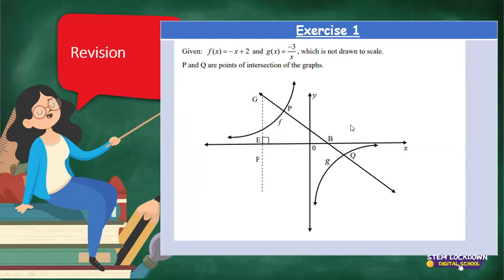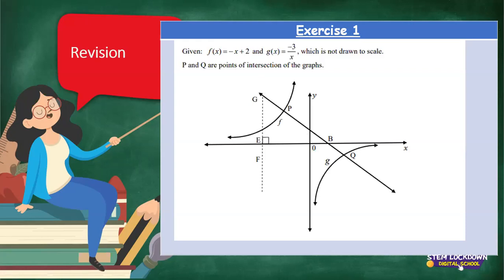Remember, at the x-intercept, you put y at 0. So you now put y at 0 here. This is the equation for the linear graph. You put y at 0 and find your x-intercept. So you put 0 here, and then move the negative x to the other side, it becomes positive x. So positive x equals 2. That means our b equals 2. So the coordinates of B will now be 2, 0. You understand? 2 and 0.